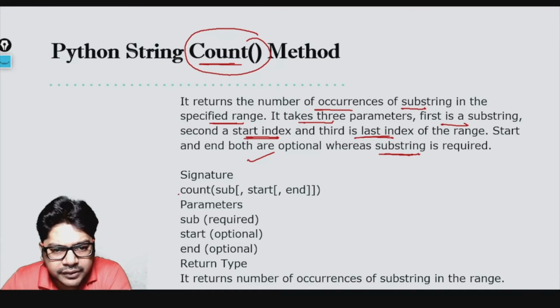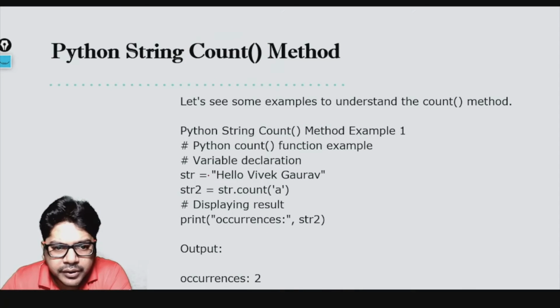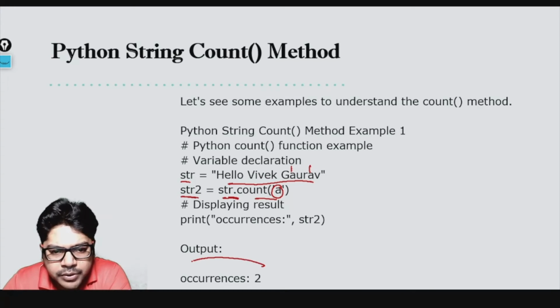Okay, the signature is count, sub, start, end, and the required parameter is the substring. Start is optional, end is optional, and the return type is the number of occurrences of a string. So it returns an integer value. Let us have a look at an example. Here we have str is equal to hello Vivek Gaurav, and then str2 is equal to str.count, and we are trying to find the occurrence of a. How many times is a coming? A is coming 1 and 2. So we got output as 2.